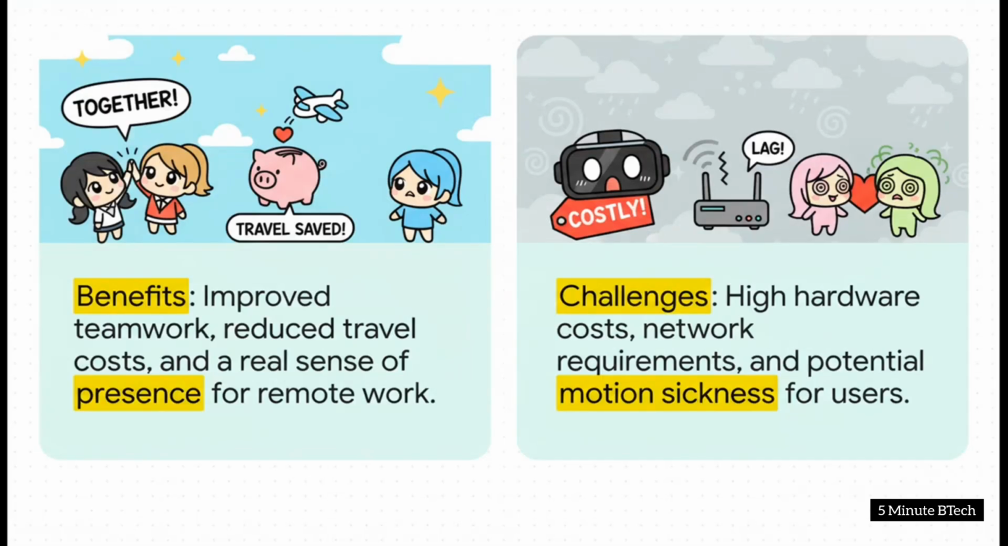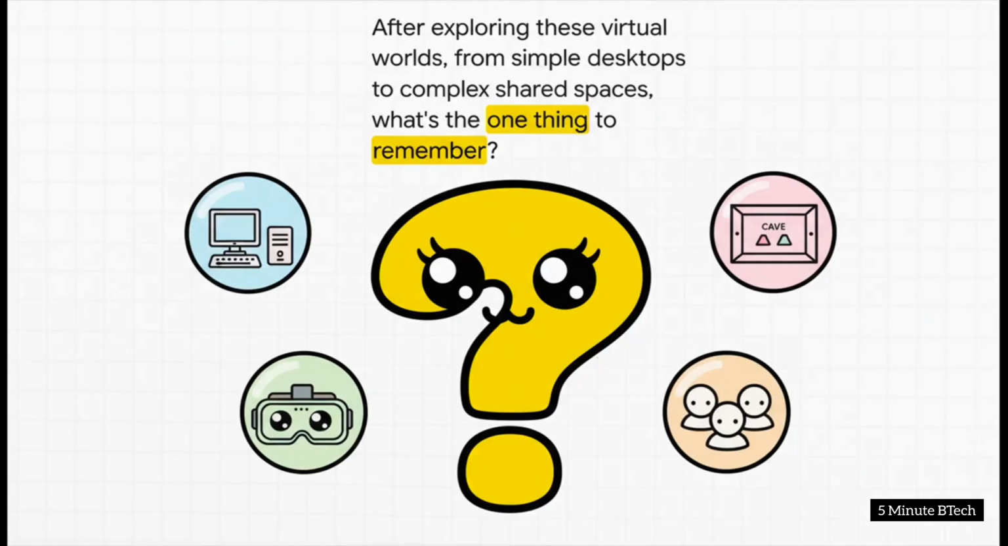And this really is the central trade-off we're looking at today. The benefits, they are huge. We're talking better teamwork, way less money spent on travel, and a real sense of presence when you're working remotely. But the challenges are just as real. The hardware can be expensive, you need a really solid internet connection, and yeah, some people still get motion sickness. It's a balancing act. So, after all that, after looking at these totally different worlds, from a simple desktop all the way to these complex shared spaces, what's the key takeaway? What's the one thing you should really hang on to?